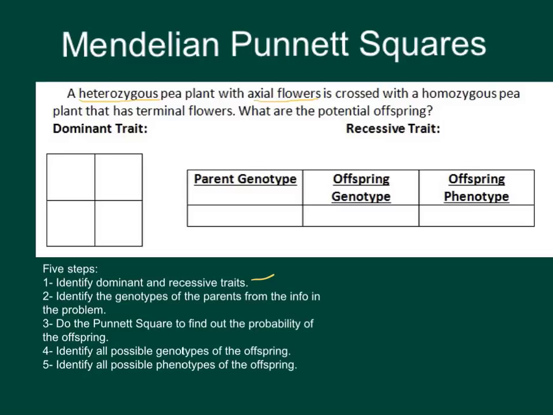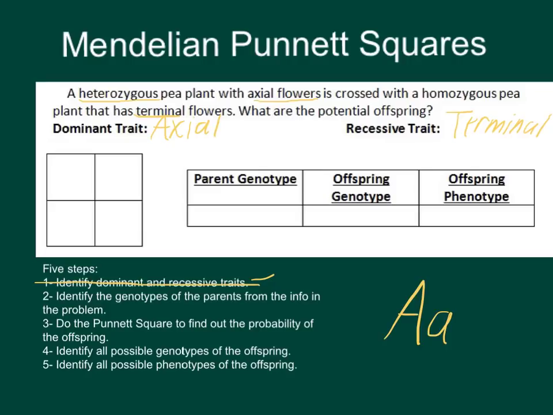Now, our important information comes from the problem saying that the heterozygous pea plant has axial flowers. Since it's heterozygous, again, one dominant and one recessive, and we know it has axial flowers, that means axial must be dominant, because this plant now has one allele for axial and one allele for terminal. So dominant trait is axial. Recessive trait is the other one from the problem, terminal. So again, that's coming from up here. So that takes care of our first step, identify dominant and recessive traits.